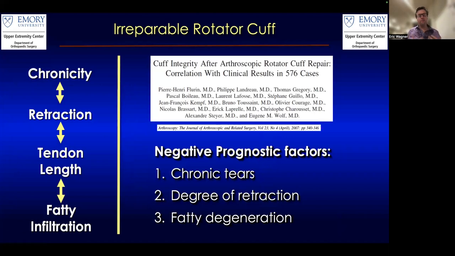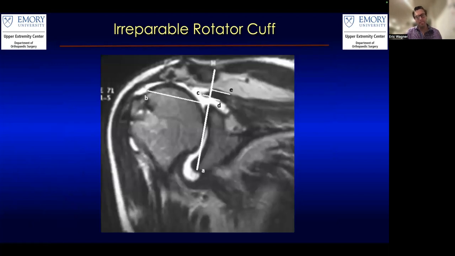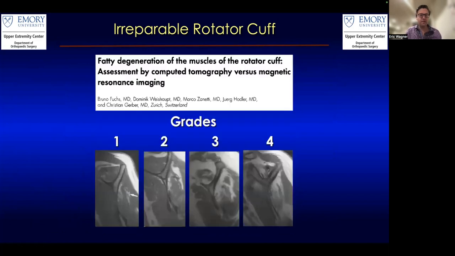And this is one of many studies that have kind of put this together. This is a multi-center study looking at a lot of these factors together, these massive and what we consider irreparable or not repairable tears. When it's chronic, when it's retracted, you have short tendon length, and as I showed you, the fatty infiltration of the muscle. So all negative prognostic factors. These are all signs that this is an irreparable rotator cuff tear that you're not going to successfully repair. You can see the retraction.